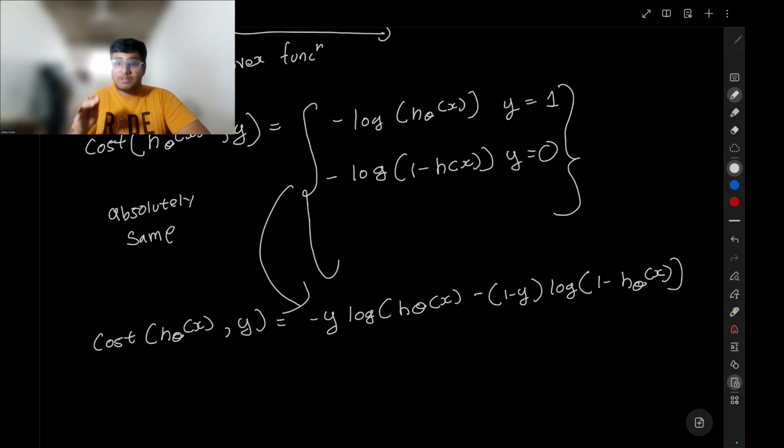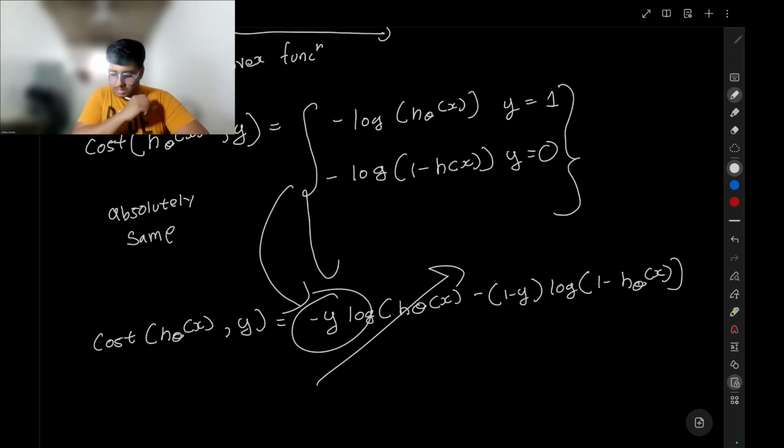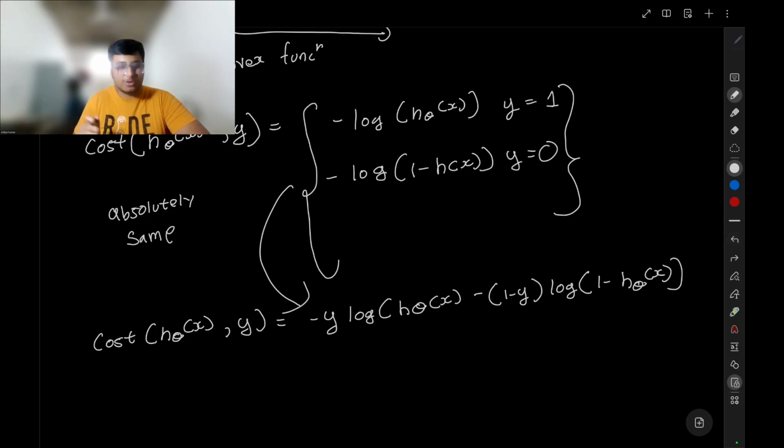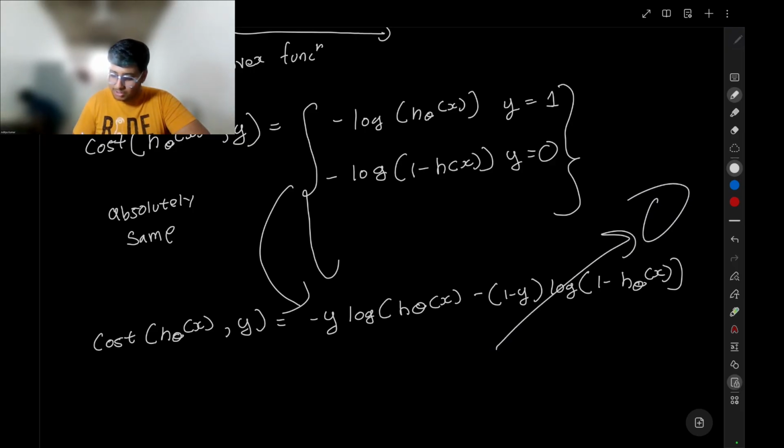Because if you put y equal to 0, the first term will get cancelled out because of the multiplication by y. Earlier I put y equal to 1. If you put y equal to 1, the second term will cancel out because 1 minus 1 is 0. So absolutely the same cost function.